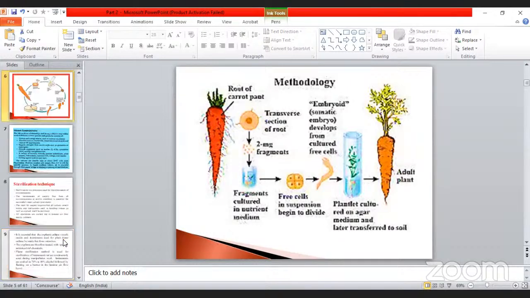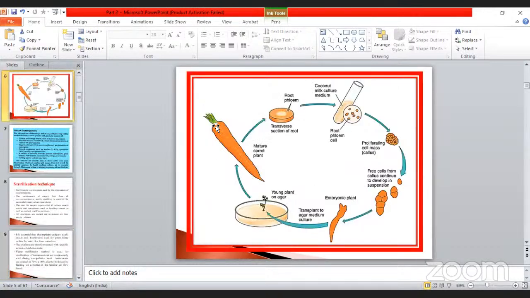Okay, see this one. These are the methods we already saw. See, this is a carrot. A mature carrot we have taken as a sample. Then you have to cut a transverse section of the root. It is also one of the root modifications. After that, it is split into small pieces like this. After that, the coconut milk culture medium. This is coconut milk after grinding. Instead of agar medium, they have taken coconut milk for their growth. Isn't it, my dear? You have to place it inside.